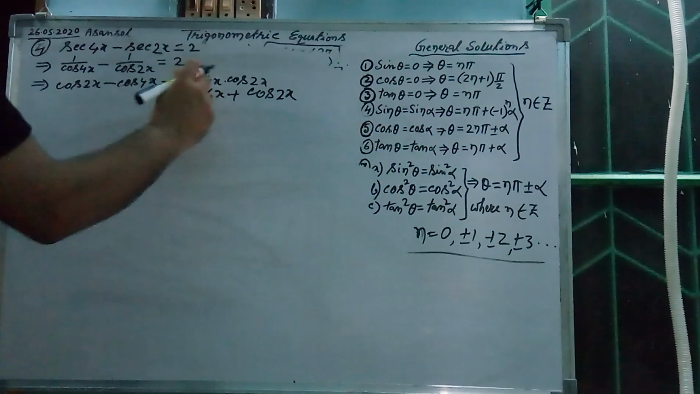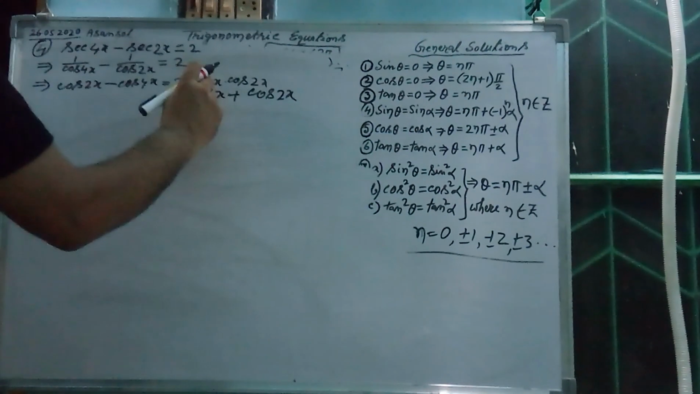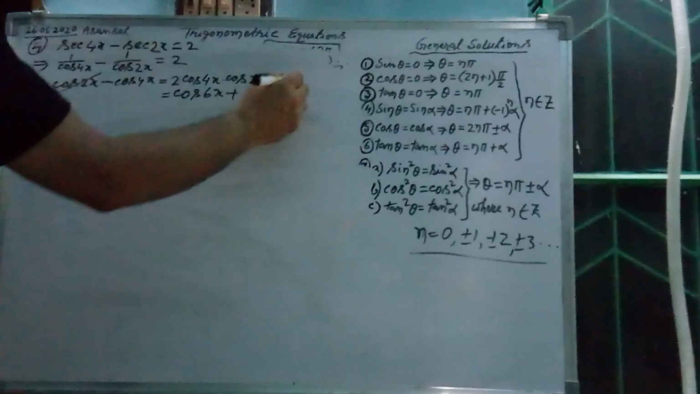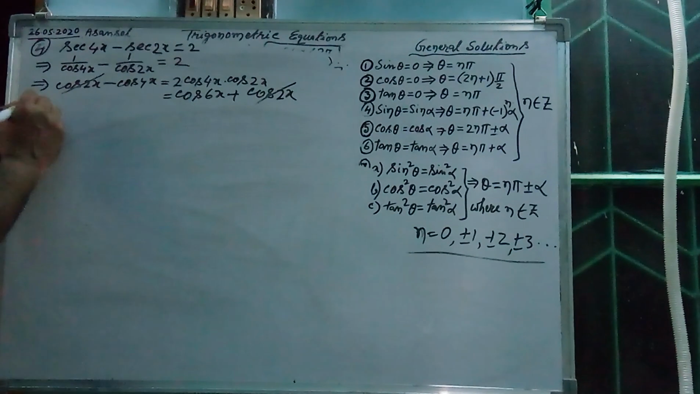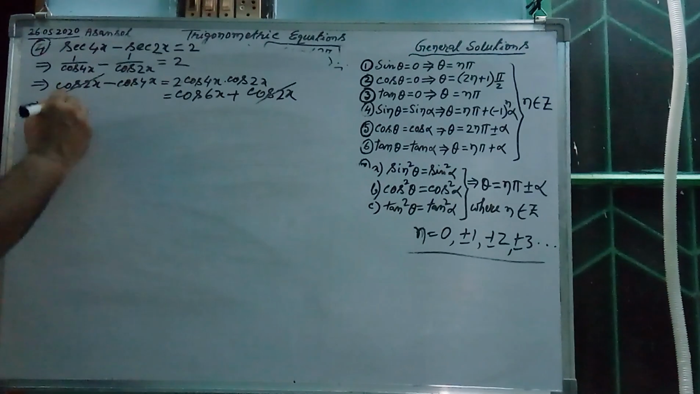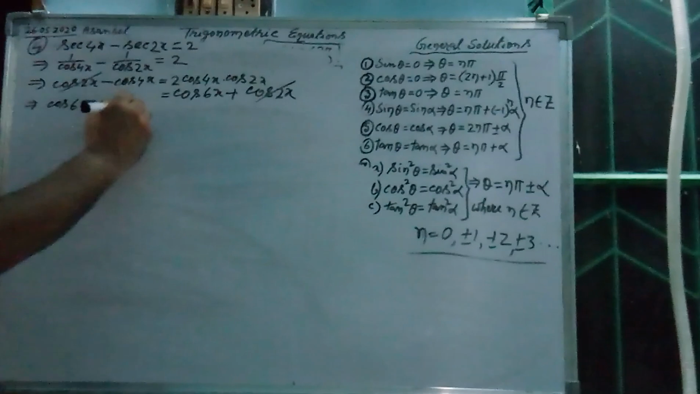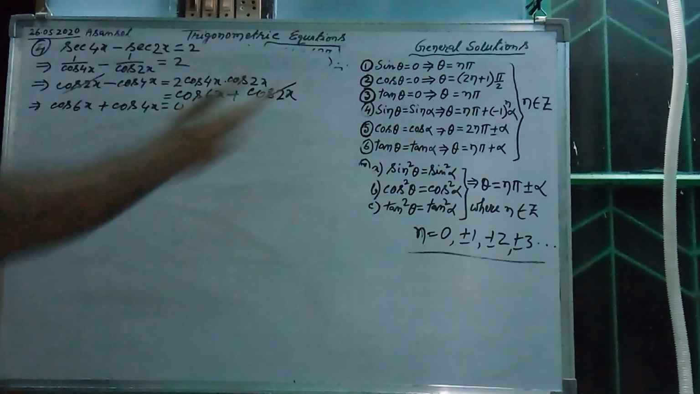How? 2 cos a cos b form. So cos of a plus b, 4x plus 2x, 6x, plus cos of a minus b, 4x minus 2x, is 2x. Now see, this cos 2x gets cancelled. We get cos 6x plus cos 4x is equal to 0, cos 4x goes to that side.